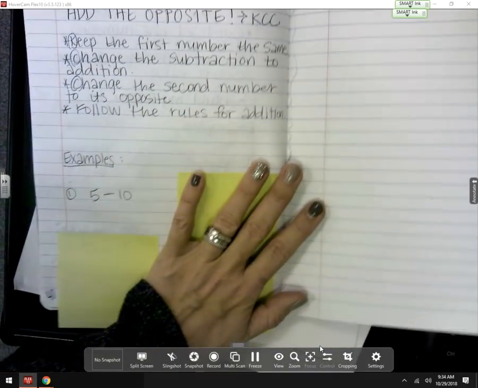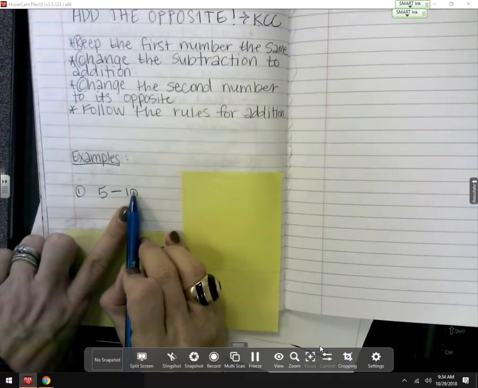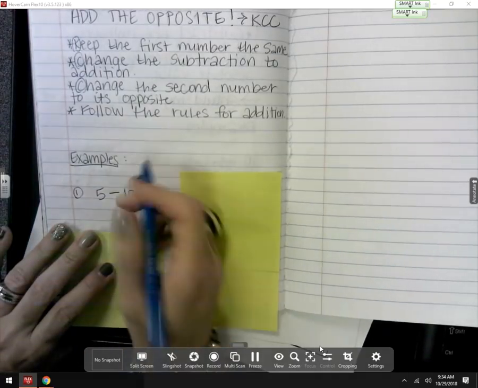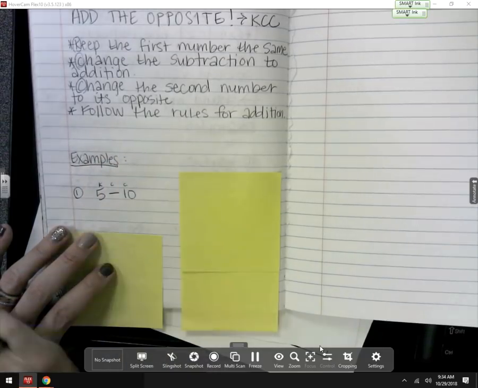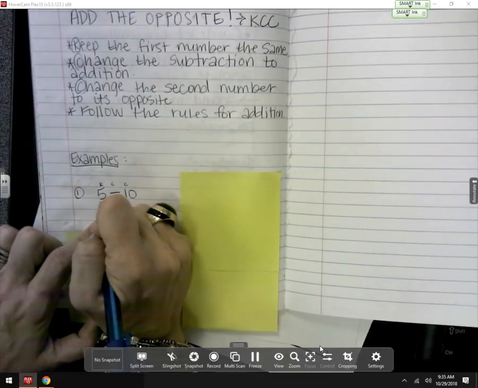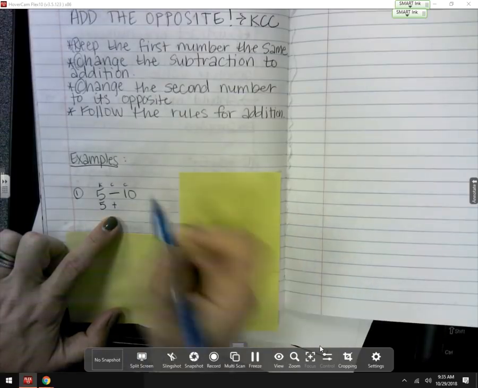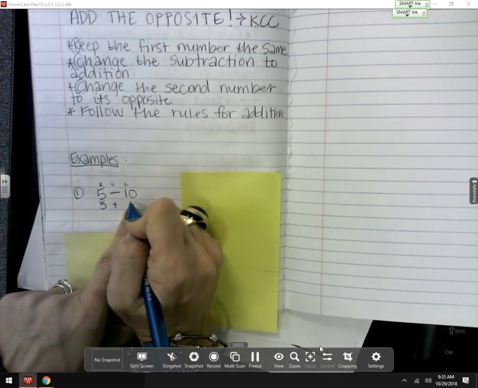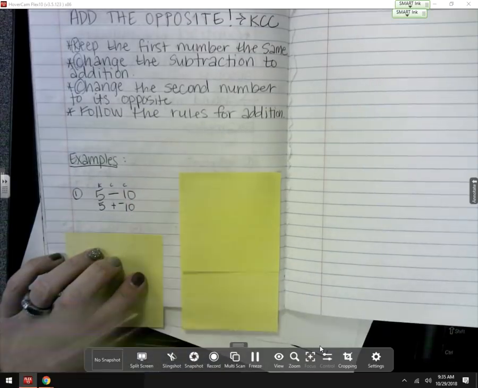All right, so let's do this first example together. We've got 5 minus 10. What I would like for you guys to be doing is to write the KCC up above, and then underneath it, we're going to rewrite it as an addition problem. So keep that the same, change that subtraction to addition, and change that second number to its opposite. The opposite of 10 is negative 10.